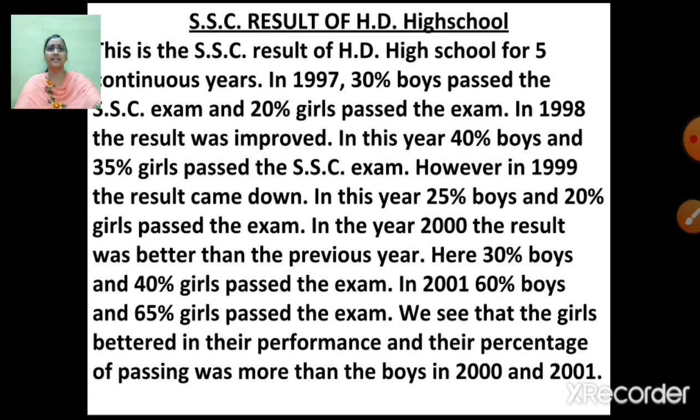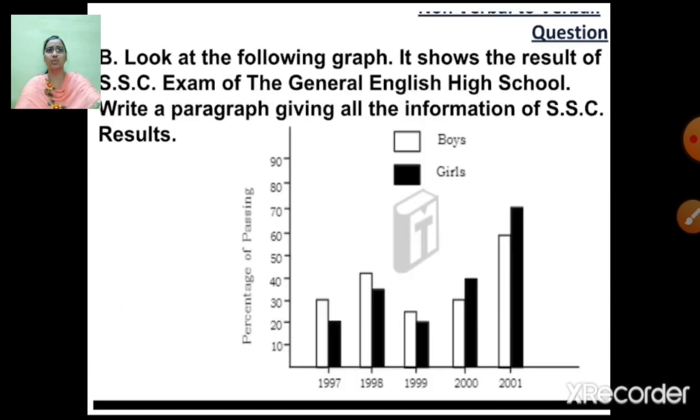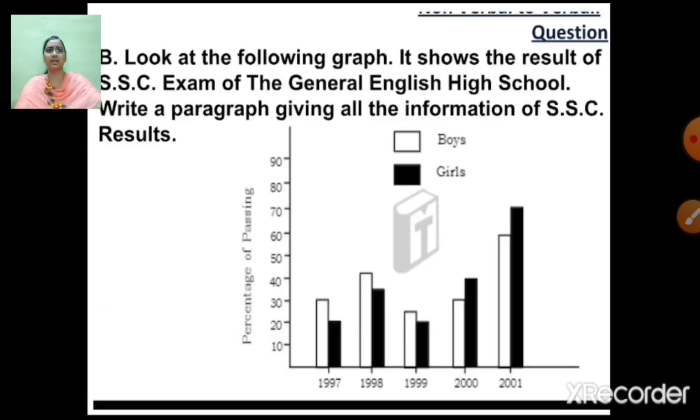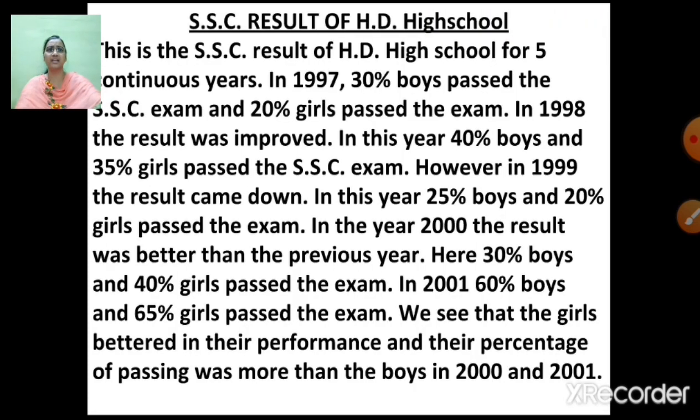This is the SSC result of HD High School for 5 continuous years. Now here HD High School name is already given in the question. Alright. In 1997, 30% boys passed the SSC exam and 20% girls passed the exam. Okay, now the first graph. See, in the first graph it shows 30% boys and 20% girls have passed the exam.